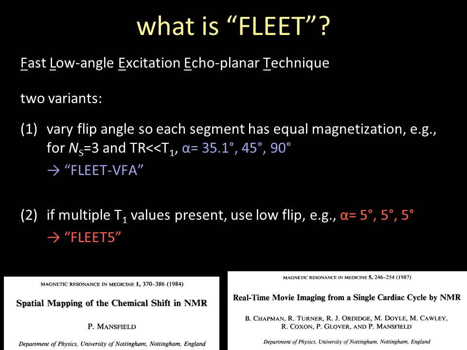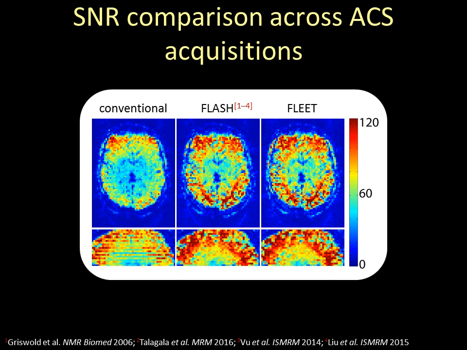This reordered segmented EPI is known as FLEET, or Fast Low-Angle Excitation Echoplanar Technique, originally introduced in MRM by Sir Peter Mansfield. There are two variants, one in which we vary the excitation flip angle so that each segment has equal magnetization, or if there are multiple T1s present, we can simply use the same low flip angle for all segments. Here's an example, TSNR maps using different ACS acquisitions.